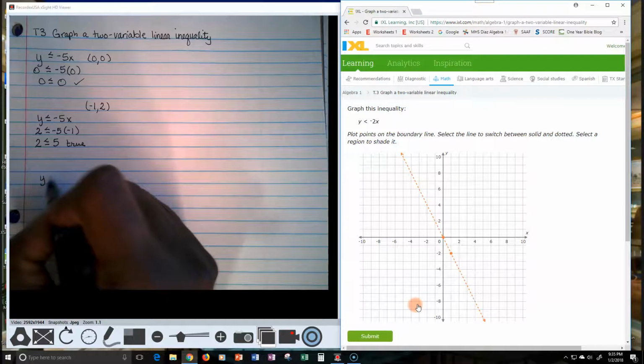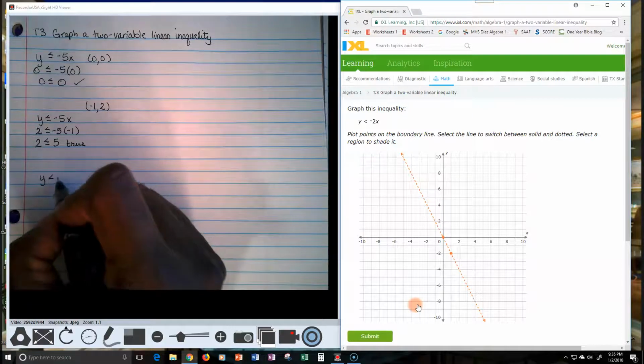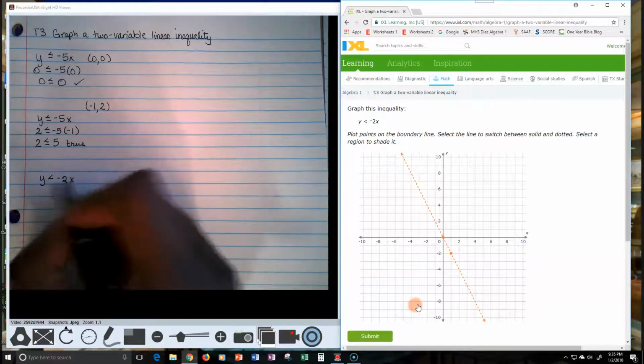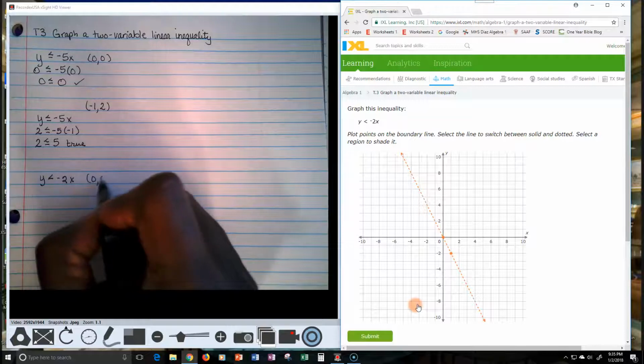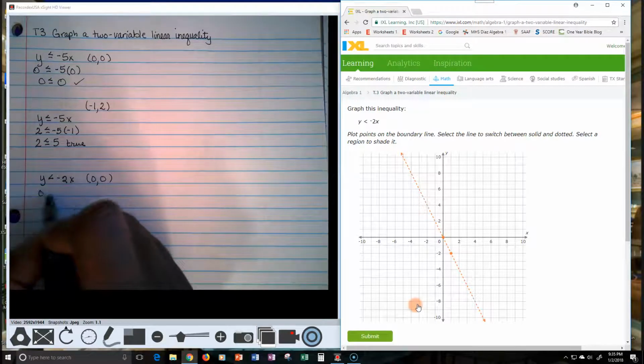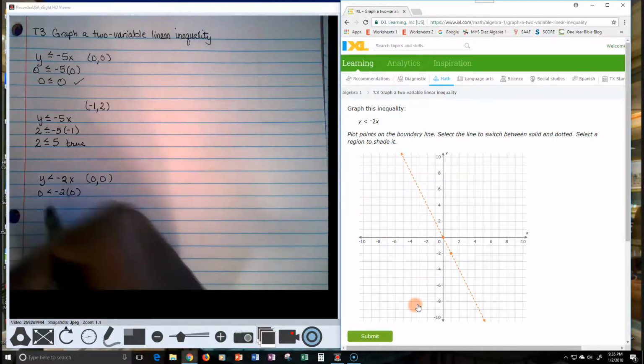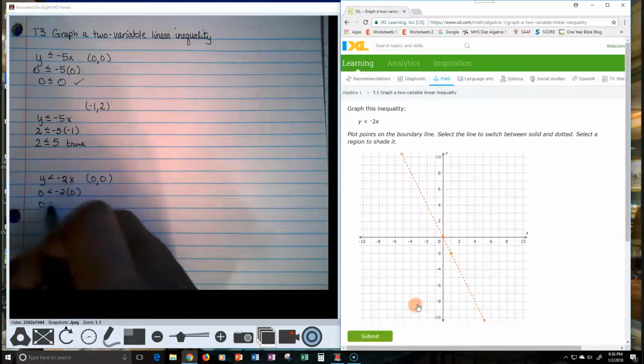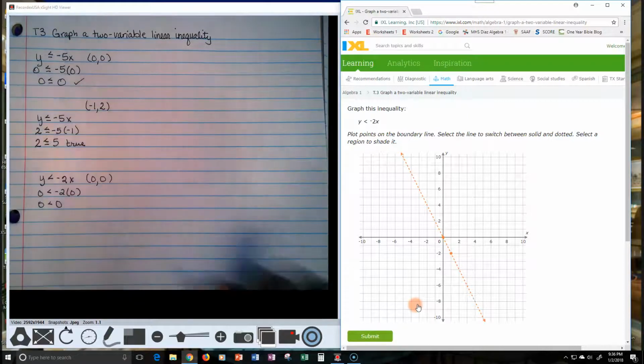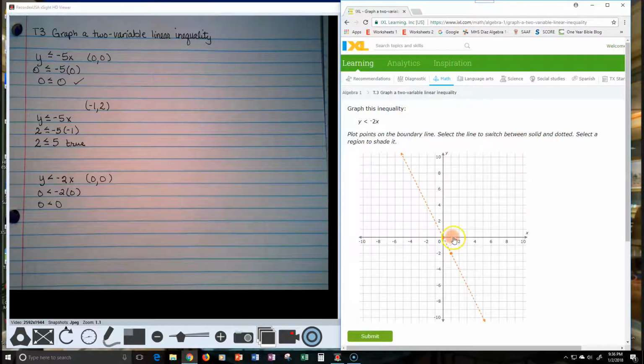So y less than -2x. And again, if we choose 0, 0, that might not help us. We've got 0 less than -2 times 0. Now 0 isn't less than 0. 0 is equal to 0. So again, that didn't help. So let's pick a point over here. Why don't we pick 1, 2.